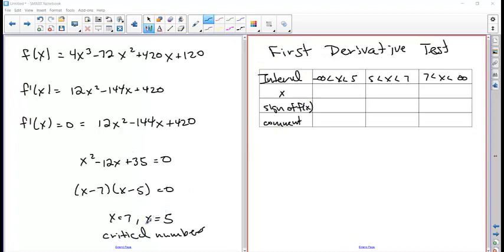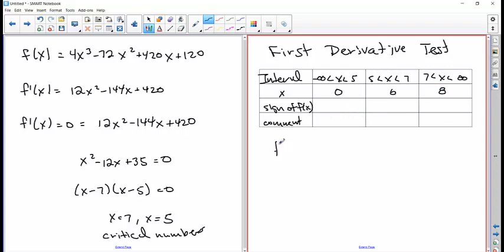Okay, so now that we've found the critical numbers, we have to set up our first derivative test. So we need to choose values that are inside these 3 intervals. The first one we look for is where is 0 in these intervals? Well, 0 is from negative infinity to 5. 6 is between 5 and 7, and 8 is greater than 7. So those are the 3 values of x that we have.